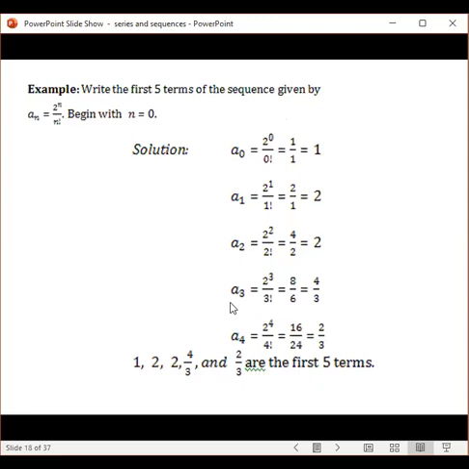A sub 3, if n is equal to 3, what would happen? 2 raised to 3 is 8, so 2 times 2 times 2, you get 8. 3 factorial, 1 times 2 times 3, you get 6. 8 over 6 in lowest terms is 4 over 3. And lastly, a sub 4, if n is equal to 4, you have 2 raised to 4 over 4 factorial. So 2 raised to 4 is 16. 4 factorial is 24. Reduce 16 over 24 to lowest terms, you get 2/3. So the first 5 terms in this sequence are 1, 2, 2, 4/3, and 2/3.